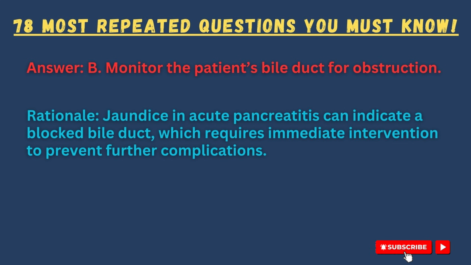Answer. B. Monitor the patient's bile duct for obstruction. Rationale. Jaundice in acute pancreatitis can indicate a blocked bile duct, which requires immediate intervention to prevent further complications.